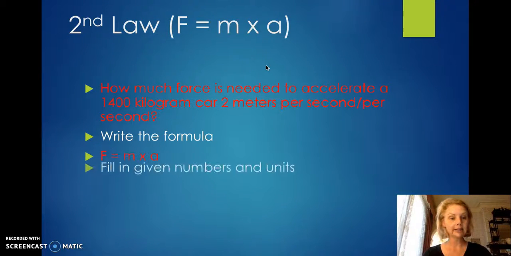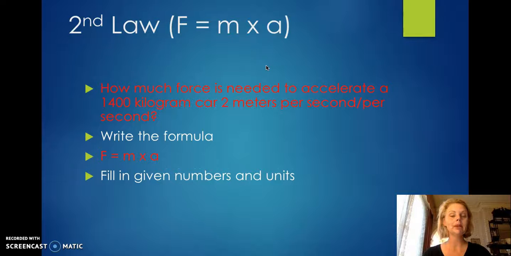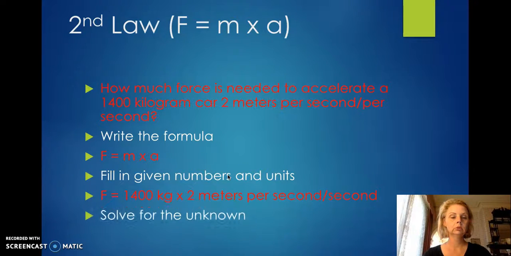Ta-da! Second step, put in the numbers and the units. So, we know mass, 1,400 kilos. We know acceleration, 2 metres per second squared. And then we just do the math. Solve. So, we go 1,400 multiplied by 2 gives us 2,800 kilograms metres per second squared. 2,800 newtons. That's the answer.